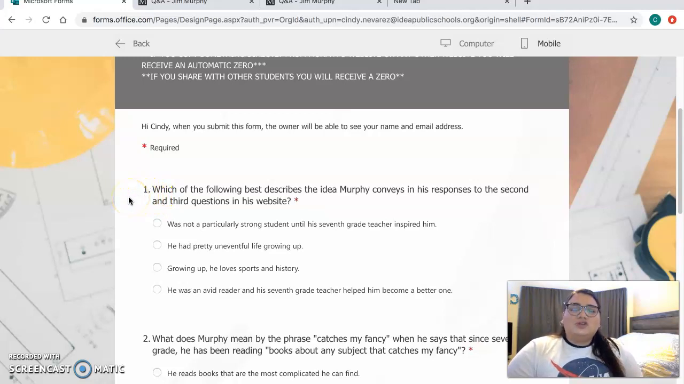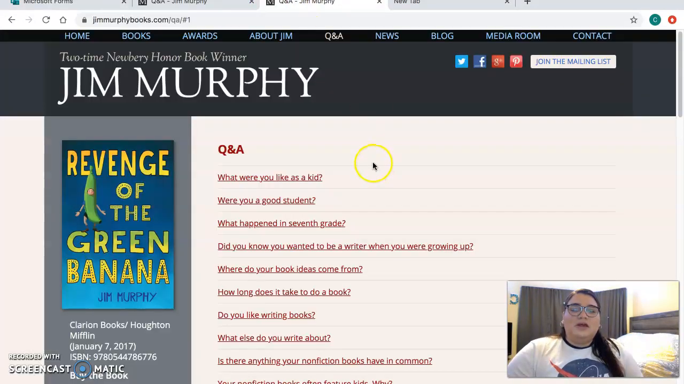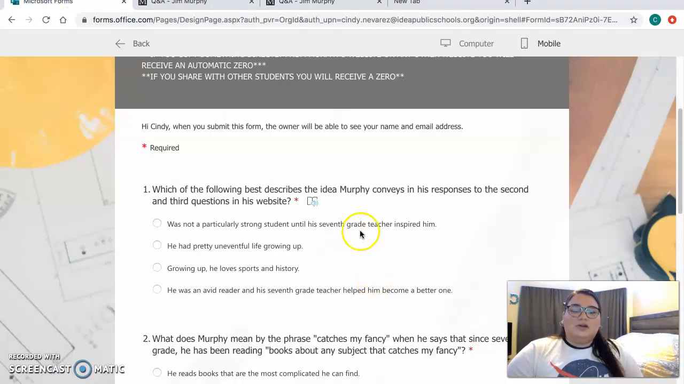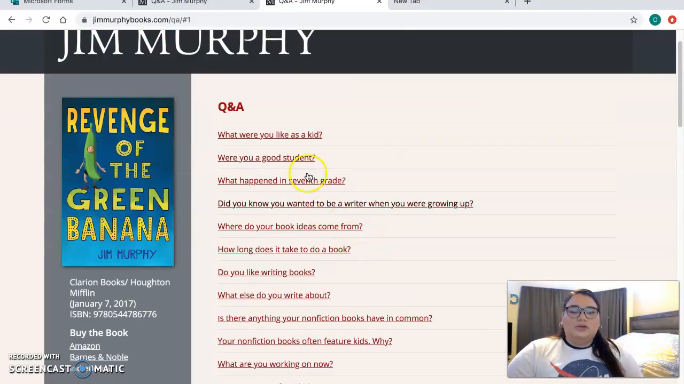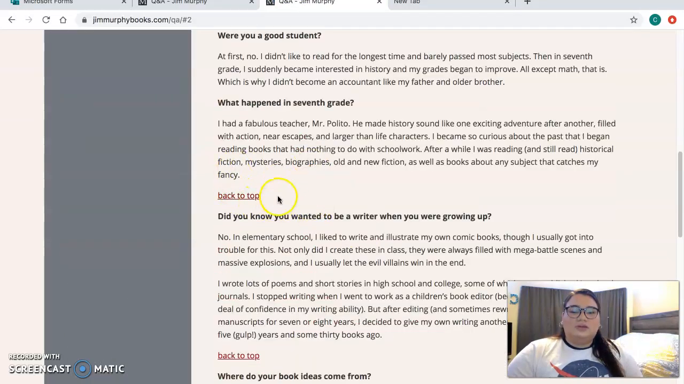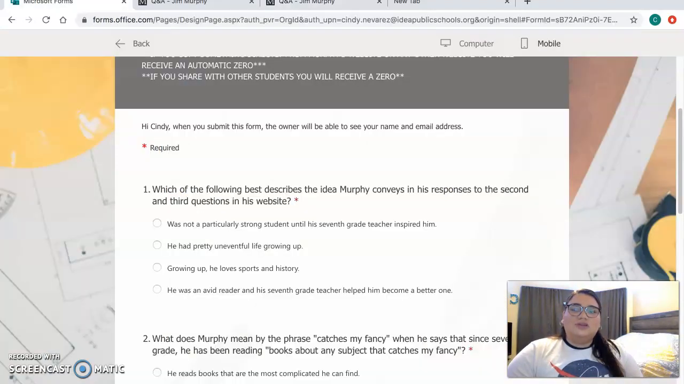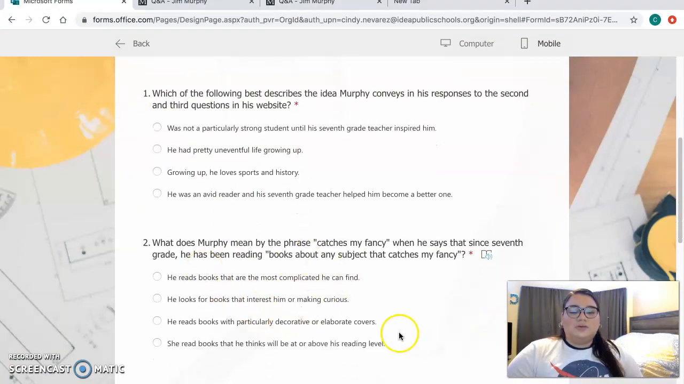So it's saying, which of the following best describes the idea Murphy conveys in his response to the second and third question in his website? So what they're asking you is to go into the website and look at his second and third questions, which would be, were you a good student, and what happened in 7th grade? So you can either click the question and it'll take you directly to where the answer is. They're right here, were you a good student, what happened in 7th grade? So you would read what he's telling you there, and then you would come to the answer and choose the best option. And that's kind of how you're going to do the rest of the questions.